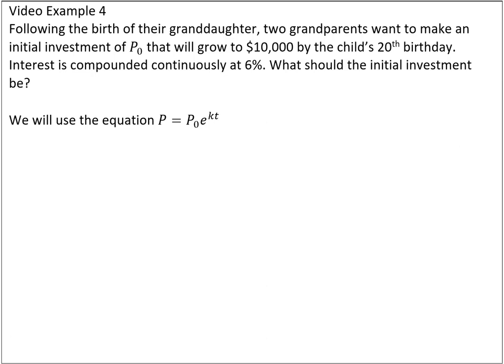For question number 4, it says, following the birth of their granddaughter, 2 grandparents want to make an initial investment of P0 that will grow to 10,000 by the child's 20th birthday. Interest is compounded continuously at 6%. What should the initial investment be?